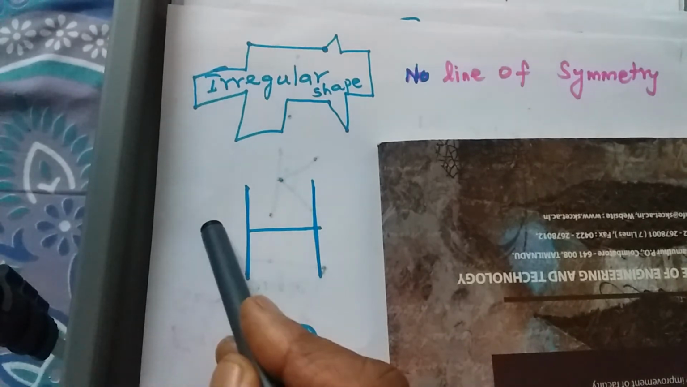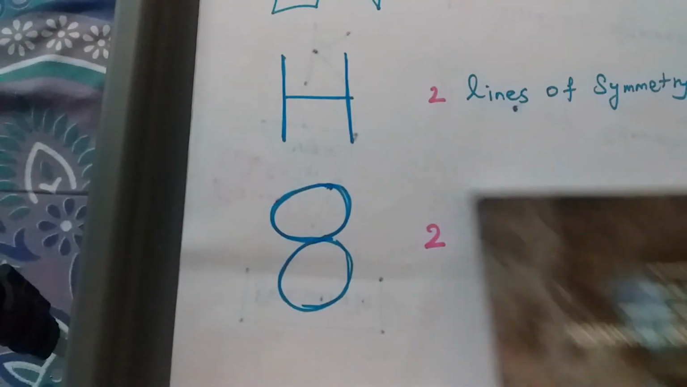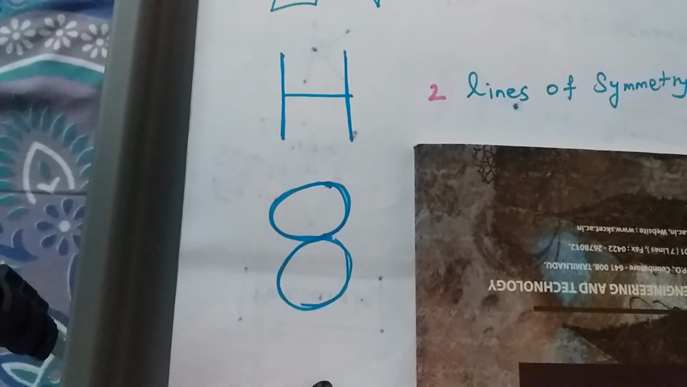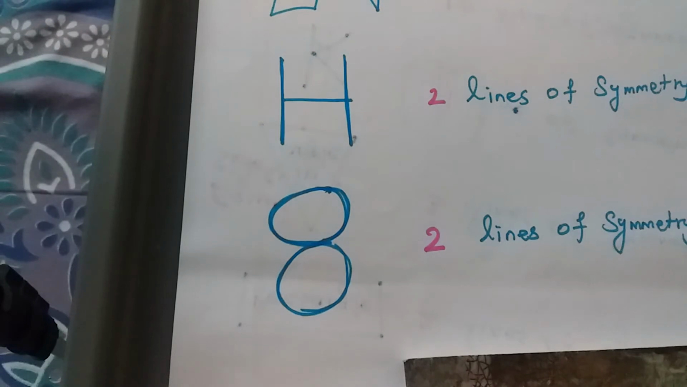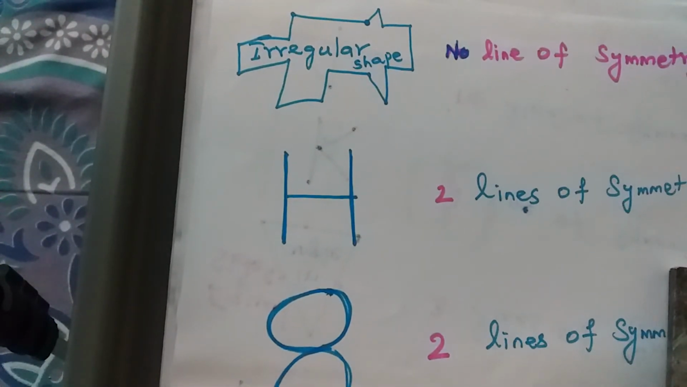And the letter H, how many lines of symmetry does it have? 1 vertical and 1 horizontal. Yes, right. 2 lines of symmetry. And the number 8, one horizontal, one vertical. We can draw two lines of symmetry. So I hope you have understood. I think you all got everything correct.